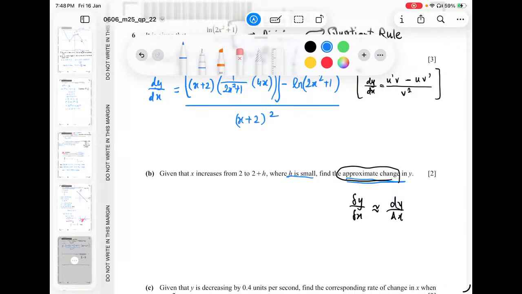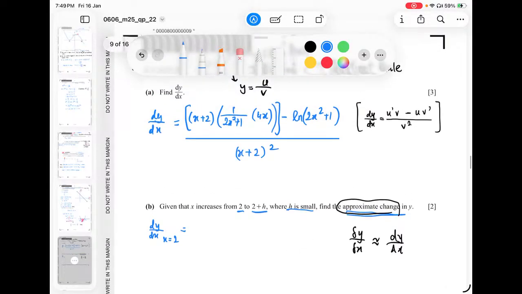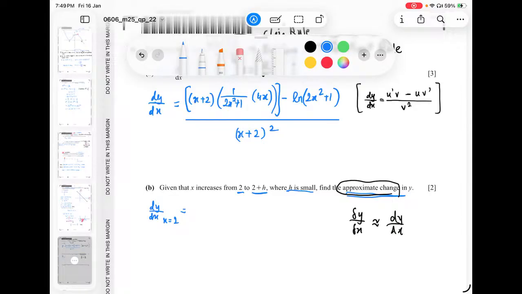So now they told from 2 to 2 plus h. So that means first you need to find the dy over dx for 2. Dy over dx for x is equal to 2. So basically you substitute 2 into the equation. You do not need to write, I think. It's not necessary. You just substitute it.